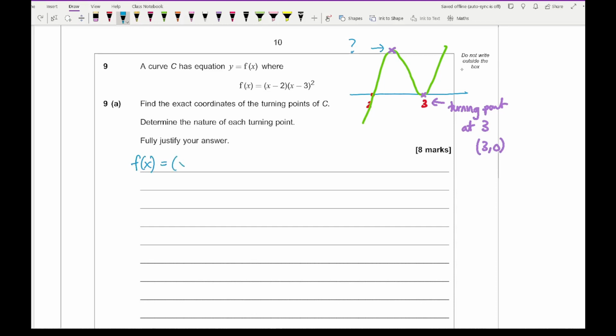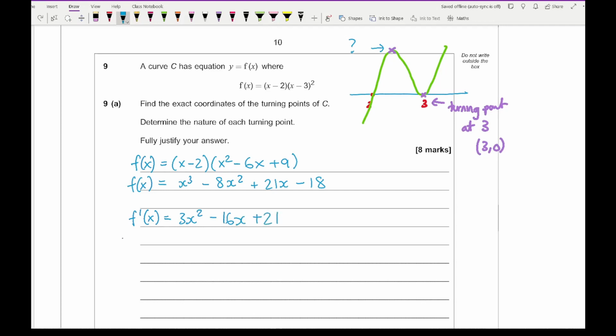So I've got f of x equals (x minus 2)(x minus 3) squared, and then expanding this out, I get x squared minus 6x plus 9, which, simplifying f of x, is going to give me x cubed minus 8x squared plus 21x minus 18. Then if I differentiate this, f dash of x is going to equal 3x squared minus 16x plus 21.